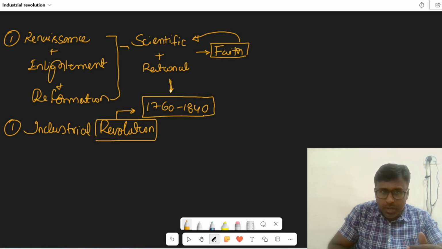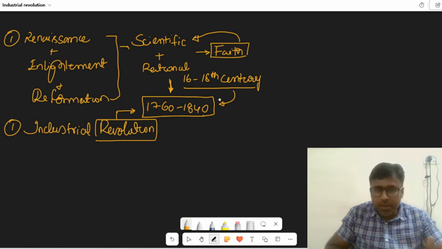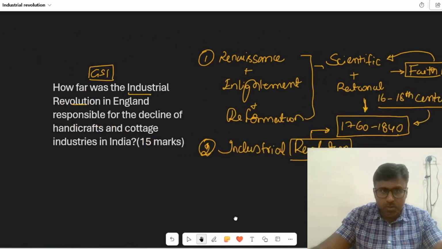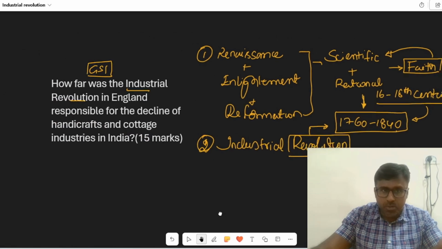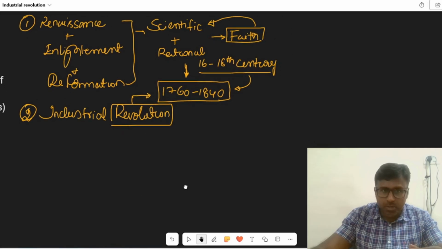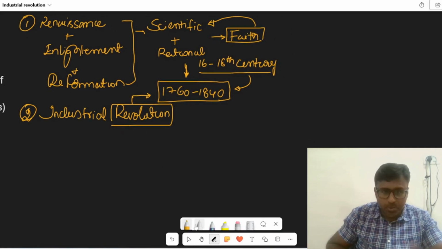If you see the Enlightenment, the Reformation and the Renaissance, this will be the 16th to 18th century. So a movement which arose and lasted for two centuries gave rise to this Industrial Revolution, and that's what they had asked in this question also. They are asking how far the Industrial Revolution is responsible for decline, which is a different category, but you should know what the Industrial Revolution is. This is the time period I am talking about, and you should know that it is a series of revolutions.